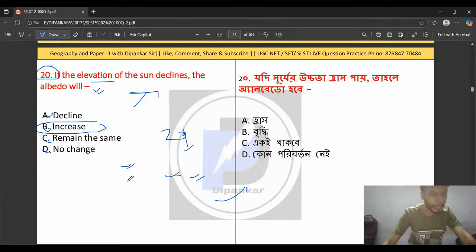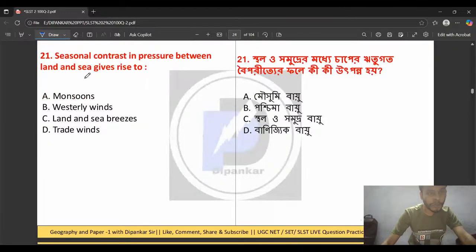Yes, the answer to question 20 will be B, increase. Next question, 21. Seasonal contrast in pressure between the land and sea gives rise to the monsoon. Options: A, B, westerly winds; C, land and sea breeze; D, trade winds. This session is specially designed for UGC NET JRF 2025.